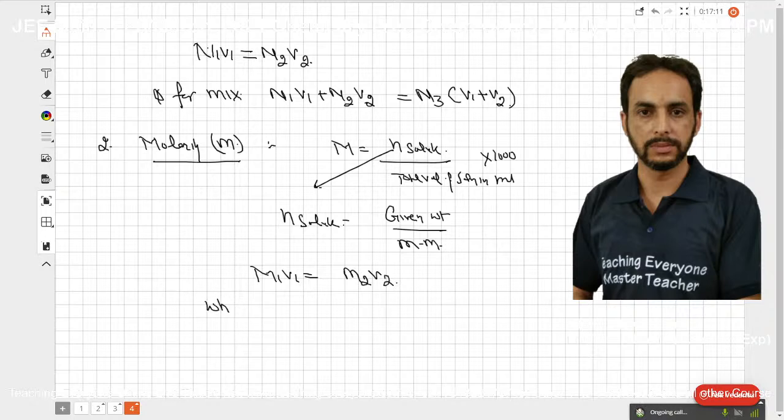Whereas for a mixture, it will again be M1V1 plus M2V2 equals M3 into V1 plus V2. Similarly, this is for the mixture.